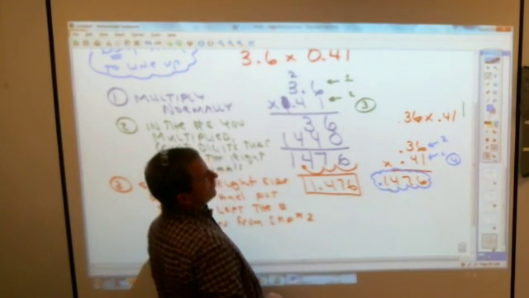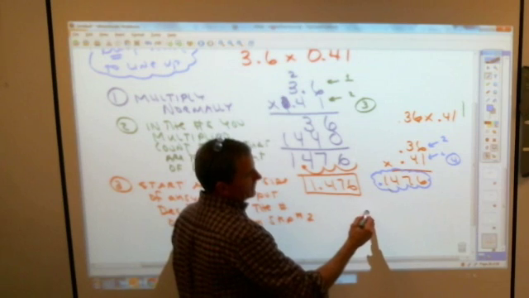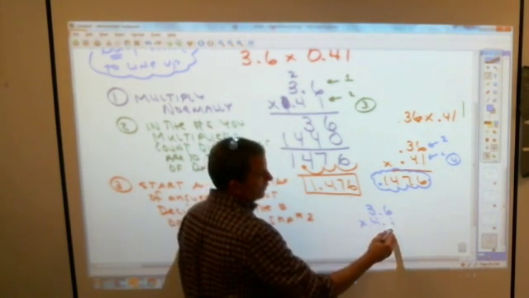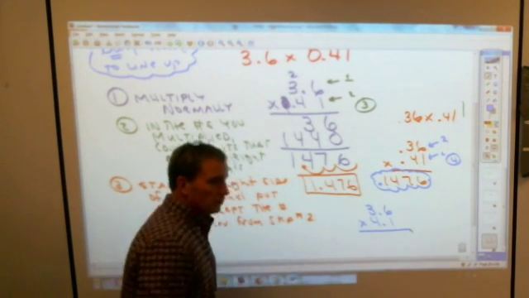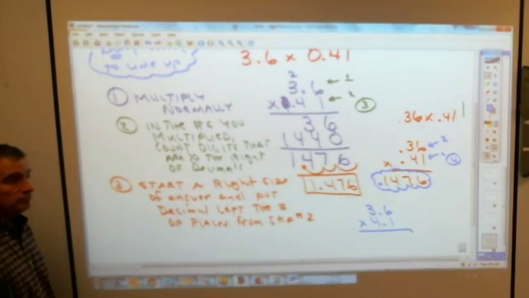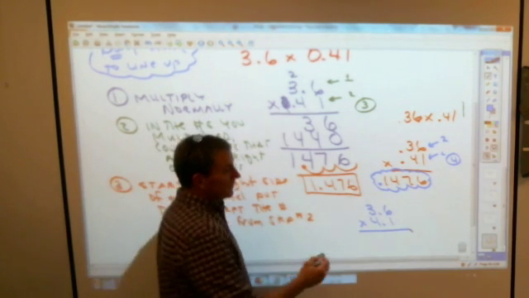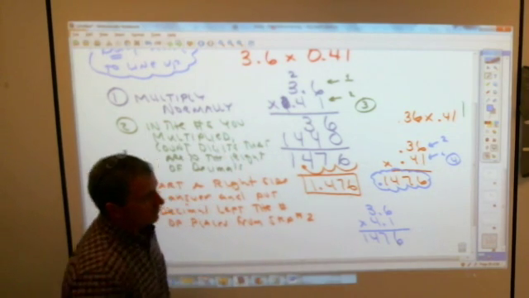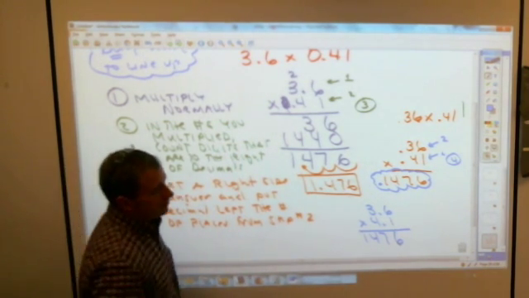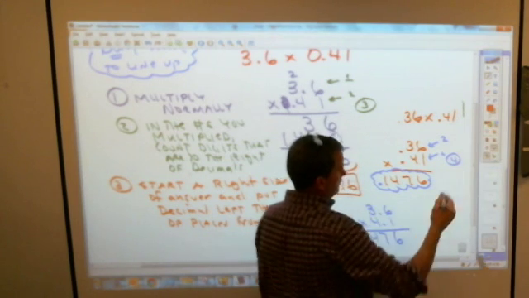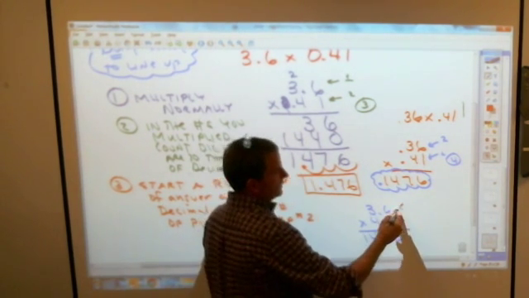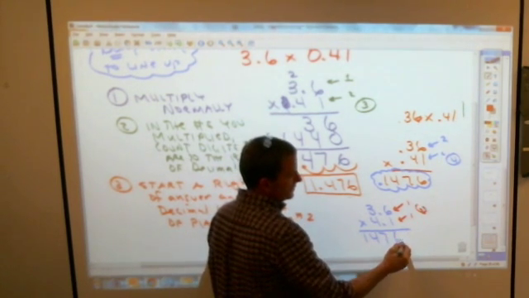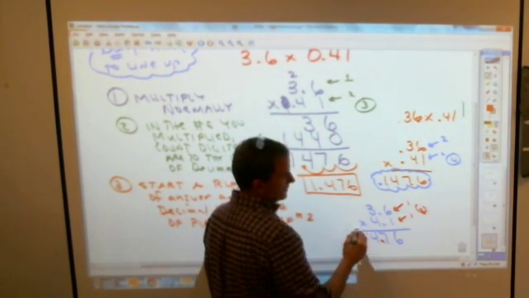What if I took a decimal out? What if I made it 3.6 times 4.1? Guess what digits I'm going to get at the end? 1476. The only thing that's going to change is where does the decimal go? Charlie, the decimal is going to go? Between 4 and 7. Yep. Because this has 1 decimal place, that has 1 decimal place, that's a total of 2 decimal places. Means I come back 2 places.